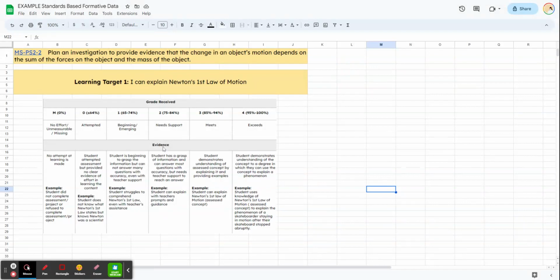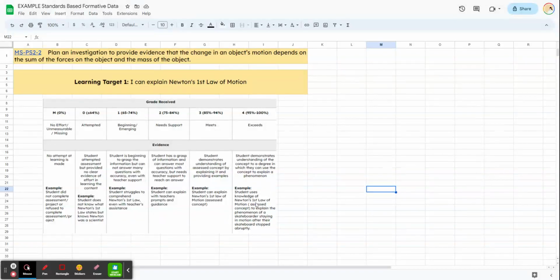If you look down here where I have evidence, this is just how I grade, based on how they're showing me if they're proficient. So if we look here, exceeds, like I said, they are proficient in the learning target, part of the standard. So they use their knowledge that they know about Newton's first law of motion and they use it to explain how a skateboarder stays in motion after their skateboard stops.